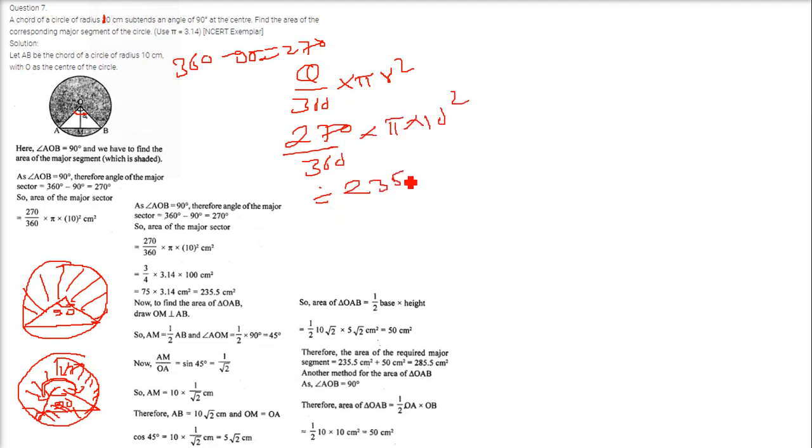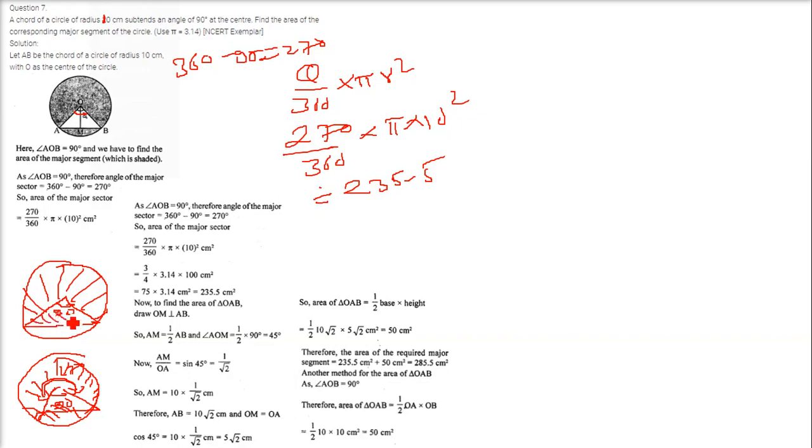For that, we will use the formula directly. That is, theta by 360 into pi r square is the area of the sector. But we are interested in finding the area of this sector, so we'll use 270 degrees rather than 90 degrees. So 270 by 360 into pi into 10 square. This is going to come as 235.5.